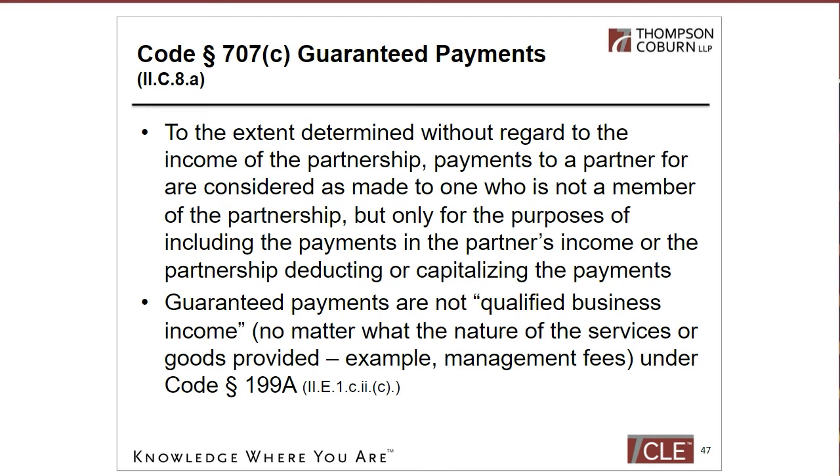The other thing is that guaranteed payments are not qualified business income, no matter the nature of the services or goods performed. An example is management fees. So if you have management fees, again, I'm picking on real estate developers. To me, I have a lot of sympathy for this situation. If the real estate developer, the person who's managing the property, is also a partner in the deal, then those payments that they receive are guaranteed payments, and they are not qualified business income for the 20% deduction under Code Section 199A. On the other hand, if that person were not a partner in the partnership, and they received the management fees for managing that real estate, that would be qualified business income, and that would qualify for that 20% deduction potentially. So I think that's really unfair.